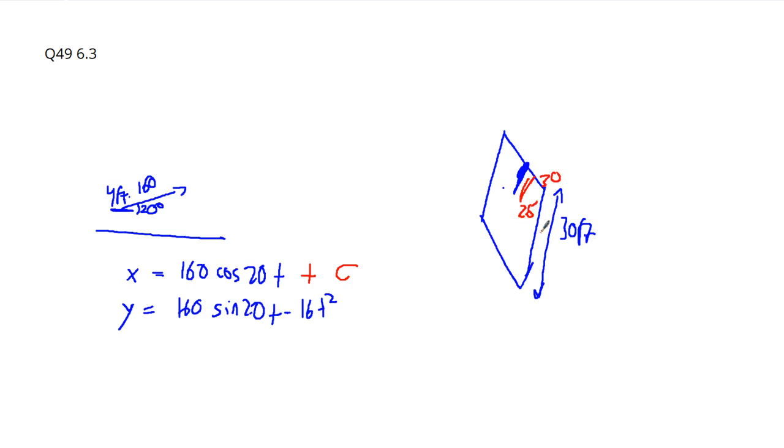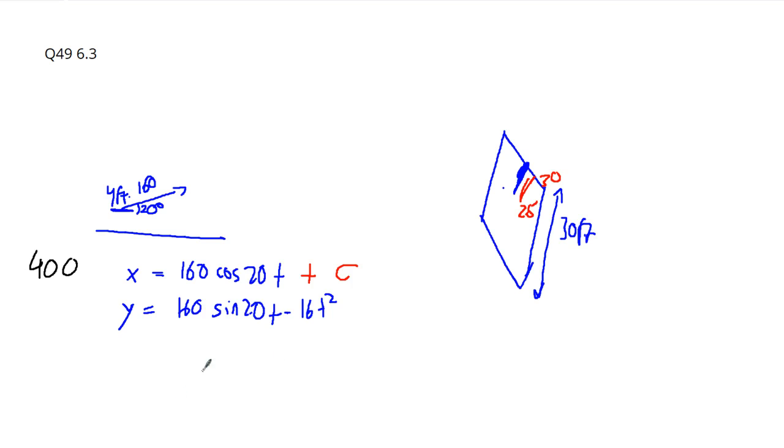Honestly, I don't know why I chose this problem, because I don't know how to solve it. I don't know how to solve this. 160 cosine 20t, and the feet is 400 away. Actually, maybe I do. So it's 400 away. So 400 equals 160 cosine 20t.